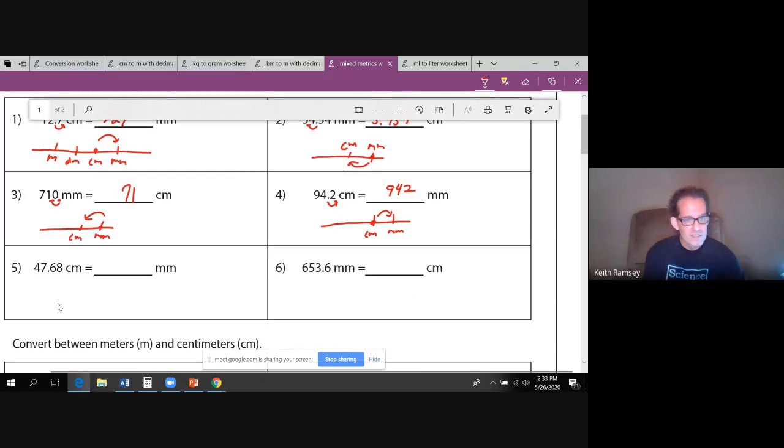Okay, let's look at centa to milli. This is just like the last one. I'm moving it 1 step this way. This would be 476.8 millimeters, or in 47.68 centimeters.